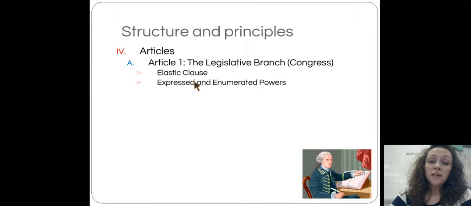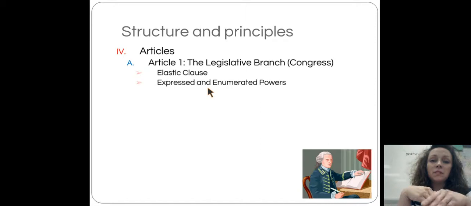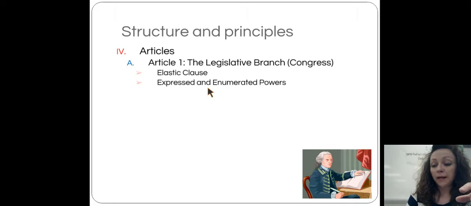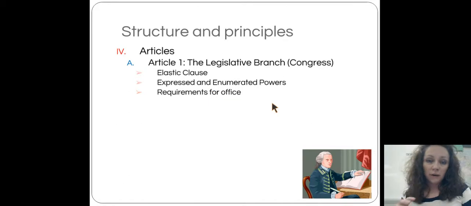Congress also has expressed and enumerated powers in the Constitution. Basically, there are 18 specific powers listed in the Constitution that we'll look at in a couple days. And then also requirements for office. Now, for this part, I'm going to talk about the House of Representatives requirements and then the requirements for the Senate. So please make sure that you keep those separate.